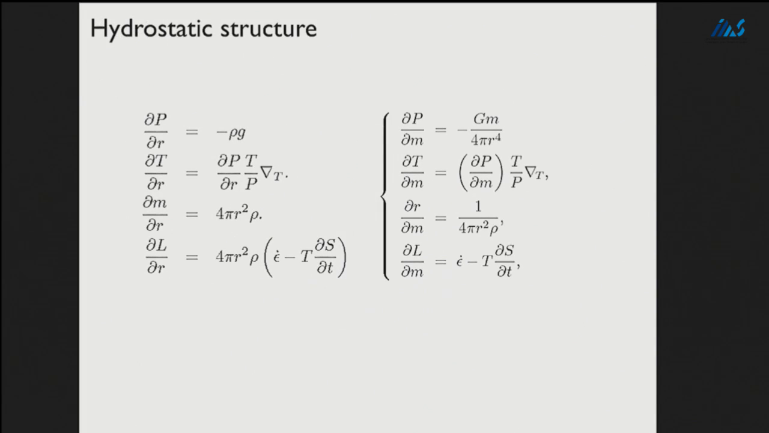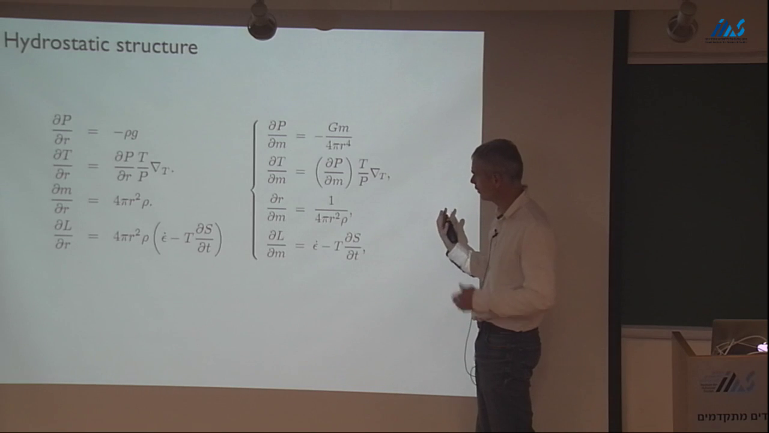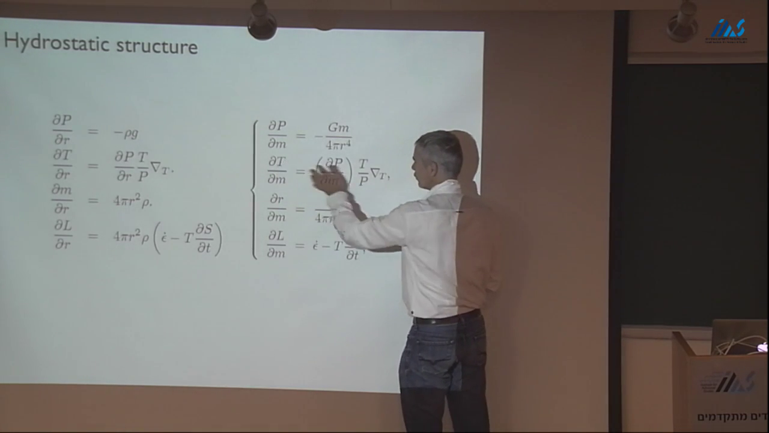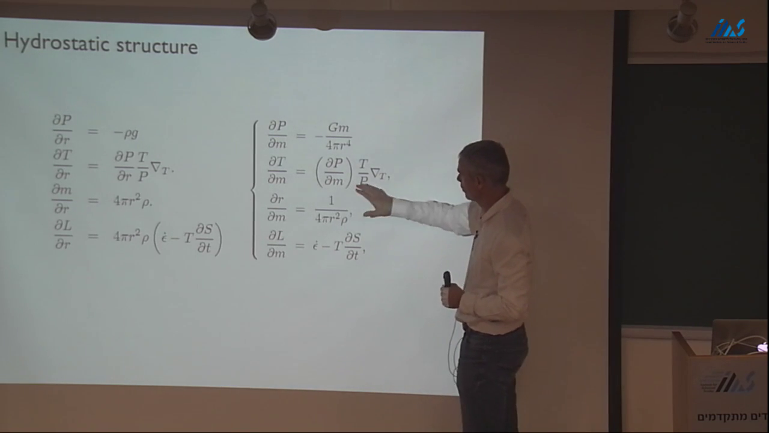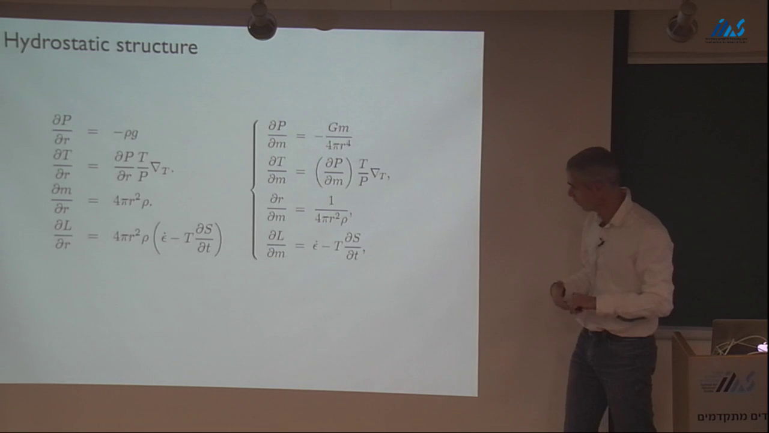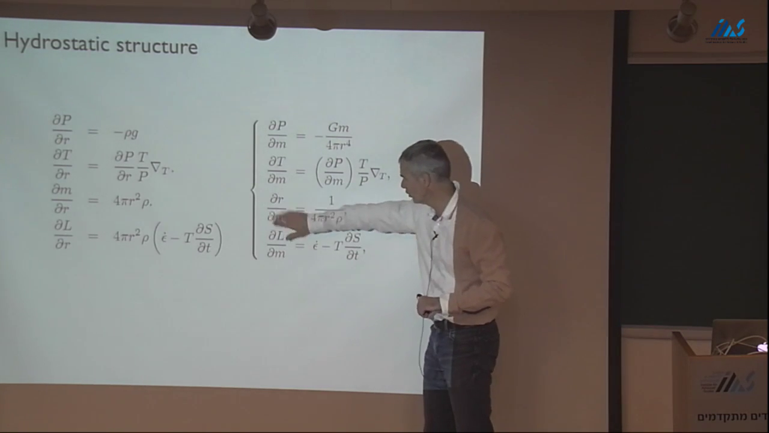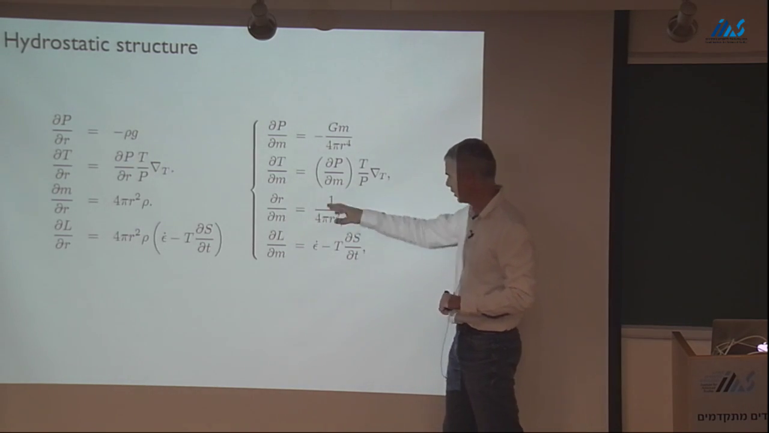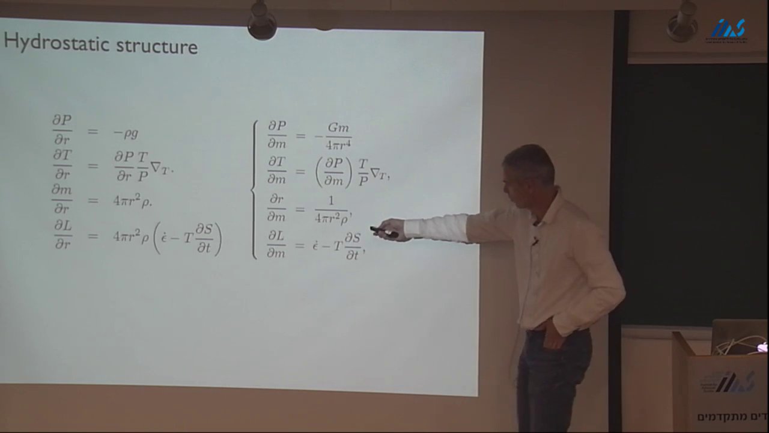So you know from stellar structure that stars are governed by these hydrostatic equations. So you have the basic hydrostatic equation between gravity and the pressure derivative. An equation that tells you how temperature is transported. So basically, this nabla T here hides all the physics of heat transport. And we'll see what to do with that. We have an equation for mass continuity, dr over dm equals 1 over 4 pi r squared rho.